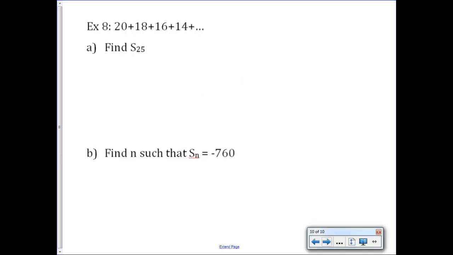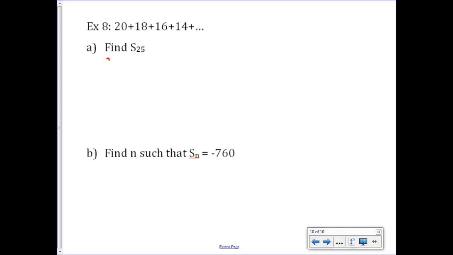All right. Find the sum of the first 25 terms. Here's the problem with this. We don't know the last term. So we have a little bit of work to do before we can get there. We need to know what the 25th term is. To do that, we really need to know the rule.